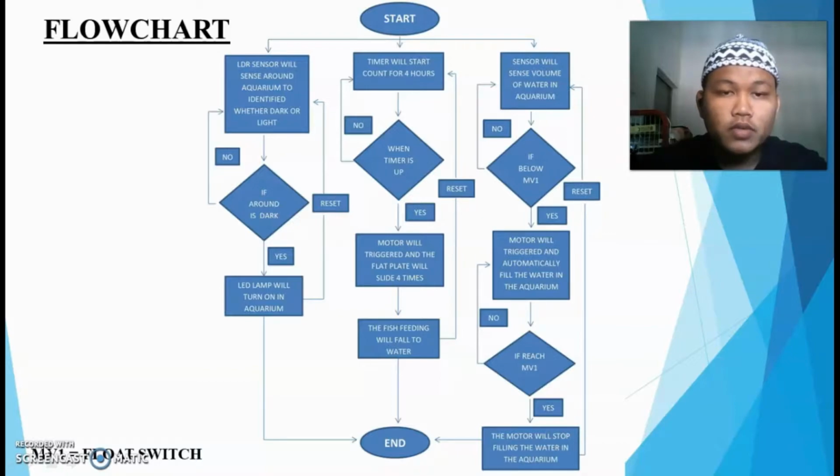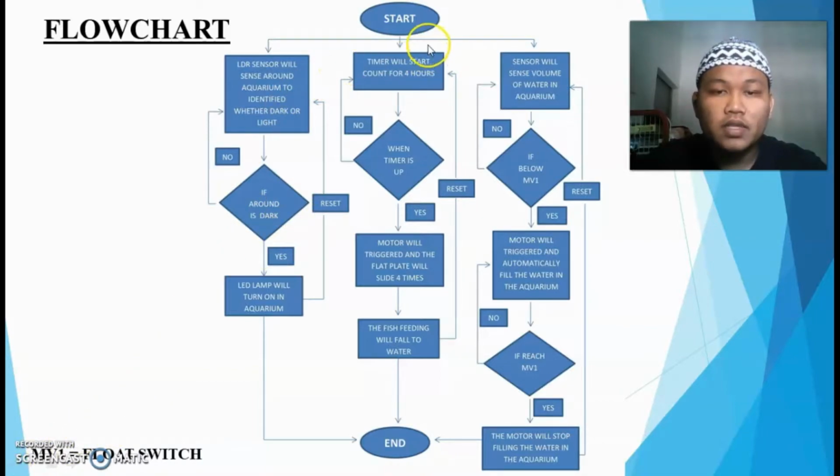the flowchart, which is the project planning. Before that, my name is Muhayyad. Basically, this project is titled Smart Aquarium System, which has 3 tasks: automatic lighting system, automatic fish feeding system, and automatic water pump system. For the automatic lighting system, we choose an LDR sensor. It will sense whether around the aquarium is dark or light. If it is dark, the LED lamp will turn on at the aquarium.